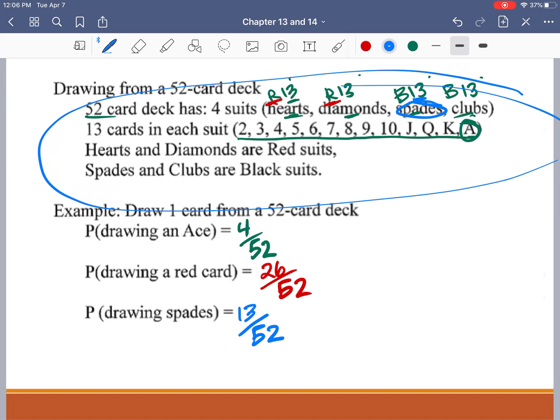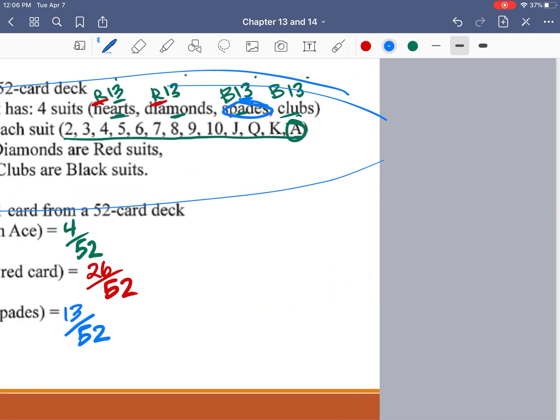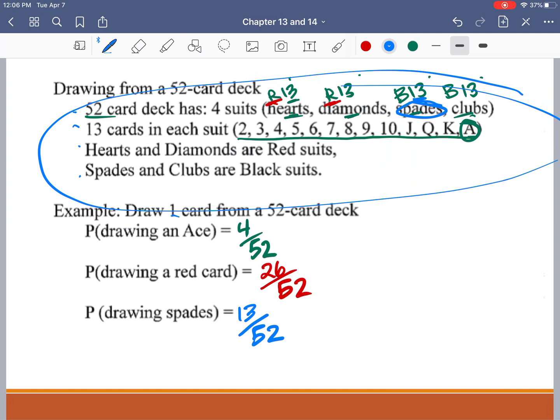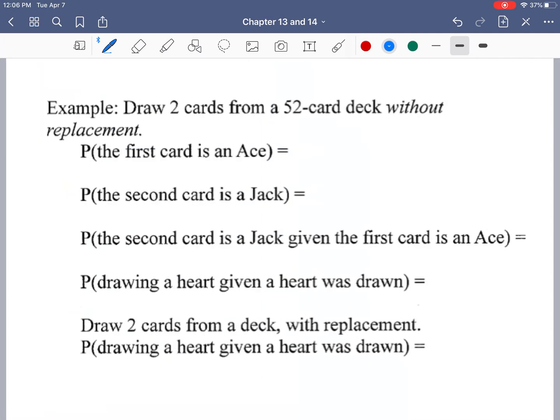If you are not familiar with cards, I would recommend writing this down with face cards. If you need to look into it a bit more, you can. Just make sure you get familiar with face cards because you will need to know these different numbers for how many different suits there are and that kind of stuff. Okay, so that's if you're drawing just one card from the 52 card deck.